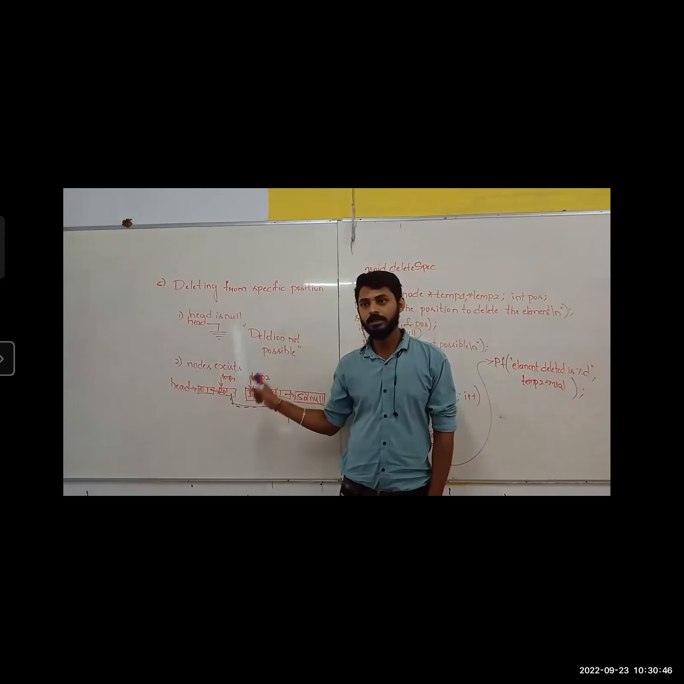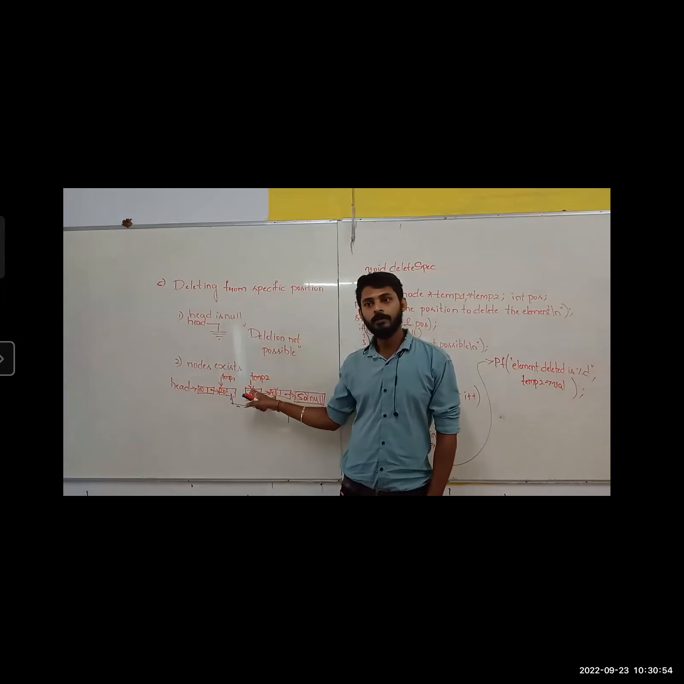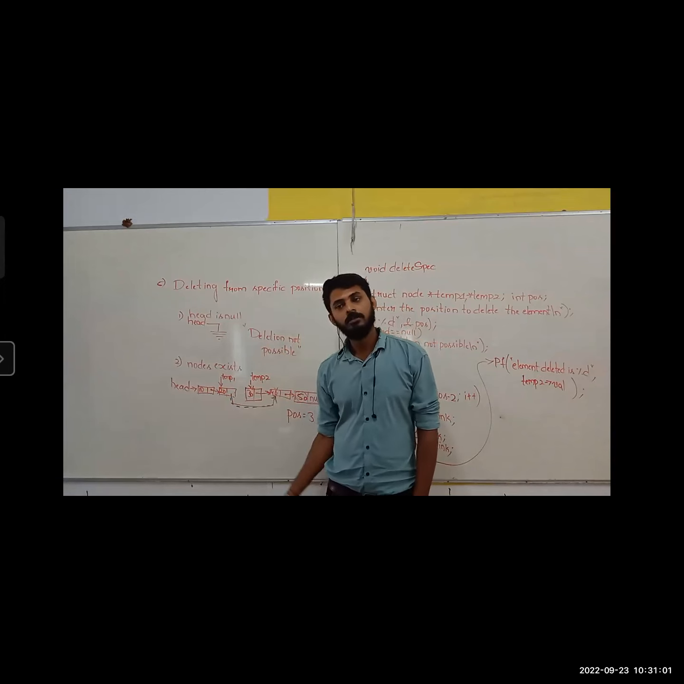Understand the question. 30 is getting deleted. Who is pointing? Where exactly is 30 present? In this node. So check who is pointing to 30. Temp2 is pointing. So if I want to print this value, what should I say? Temp2's value.